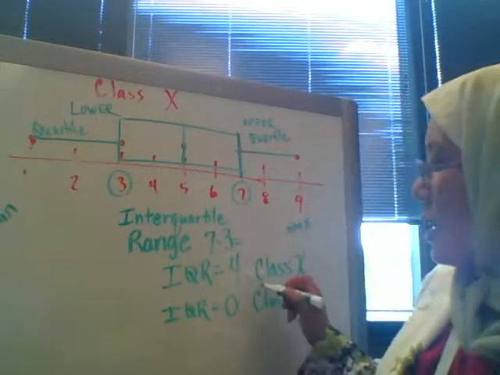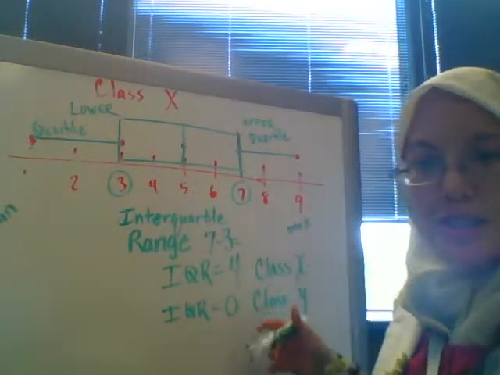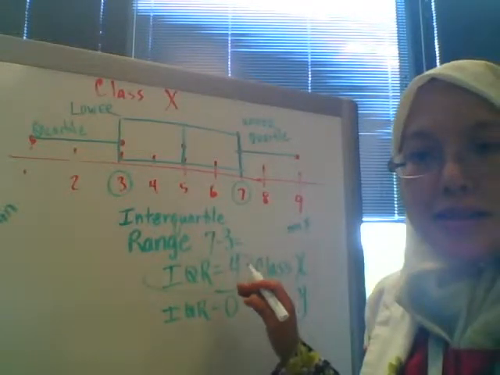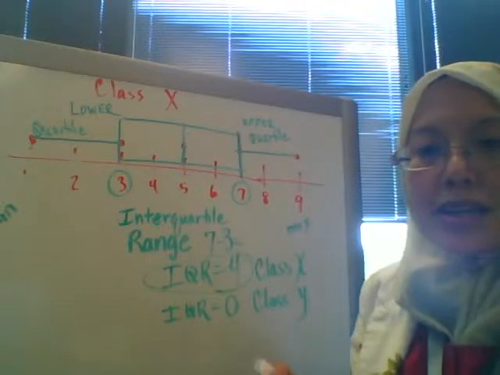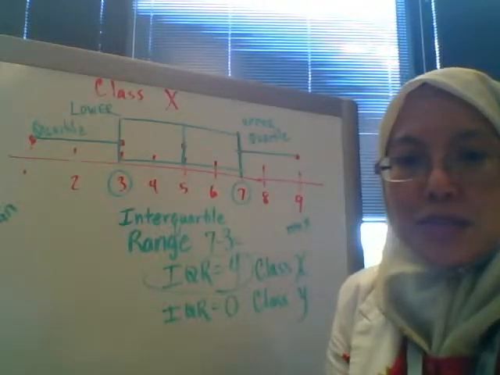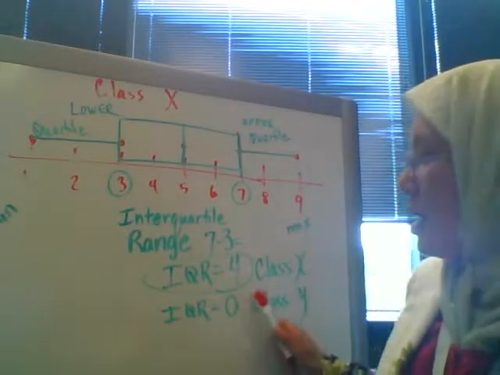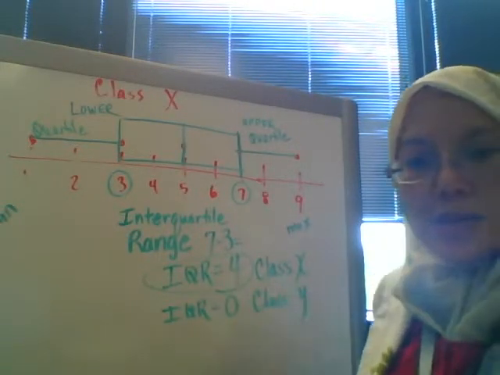So therefore, this is why we look at this information. You could say there's more variability in class X, all right? More reading abilities in that class, because some kids read 9 books, some kids only read 1, so it's a big difference, whereas all the kids in the other class are pretty much on the same level.